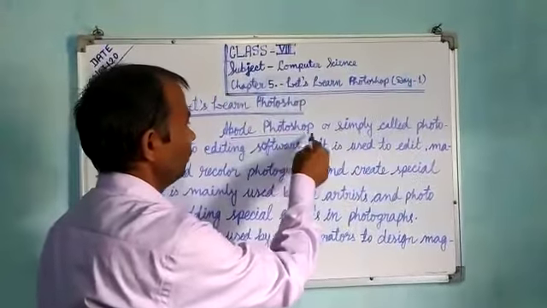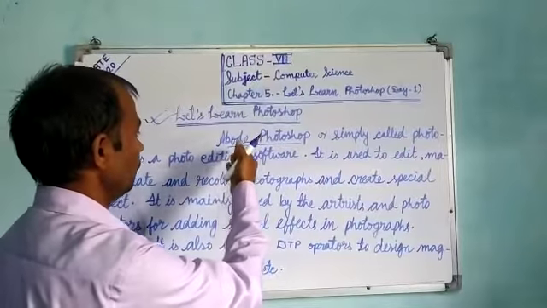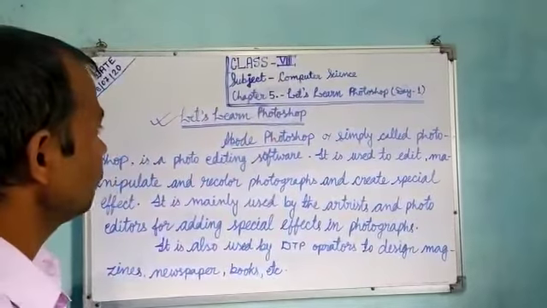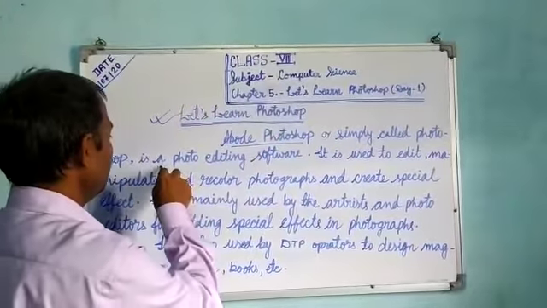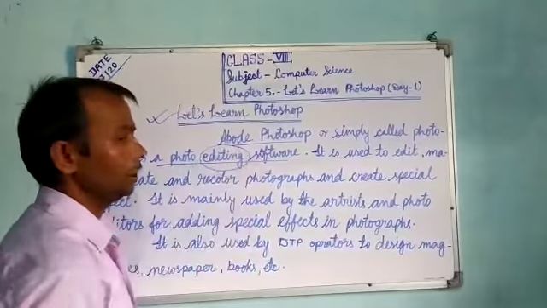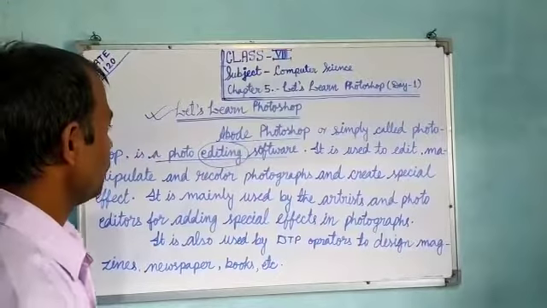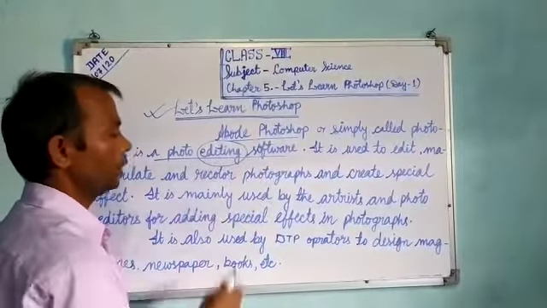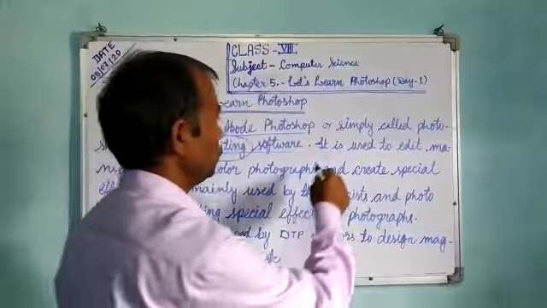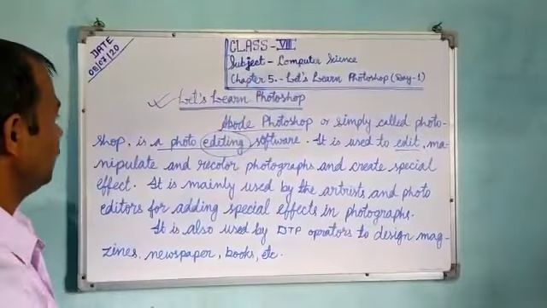Adobe Photoshop is also called Photoshop. It is simply named Adobe Photoshop. We can say Photoshop. It is a photo editing software. Here is the term editing. Editing means we are changing the photo. So this is a photo editing software. We are able to manipulate. It is used to edit. Edit means to change, manipulate.